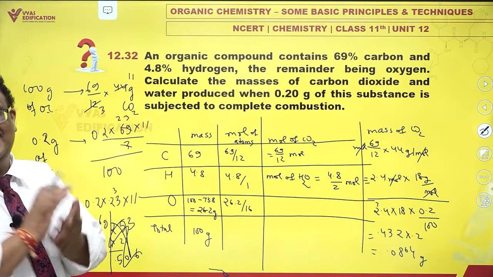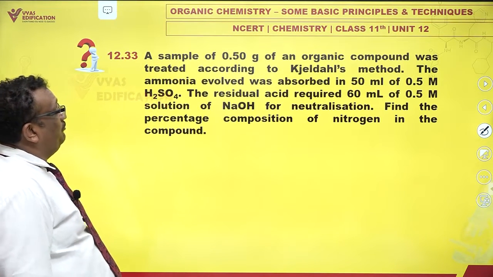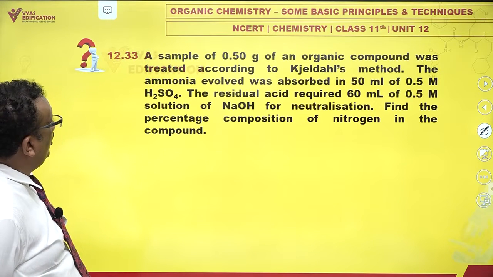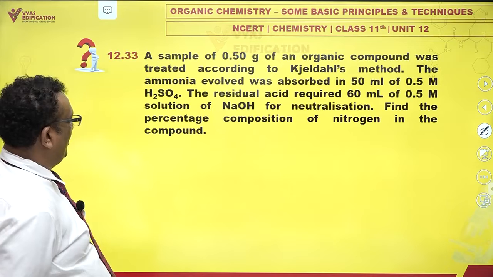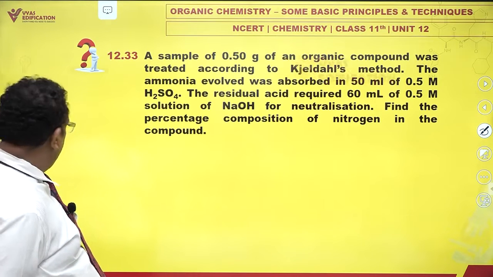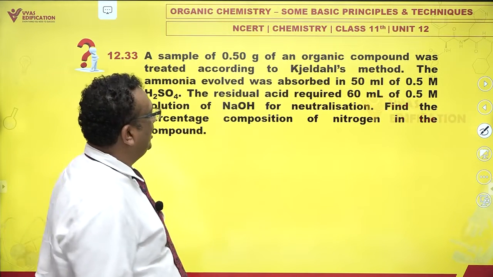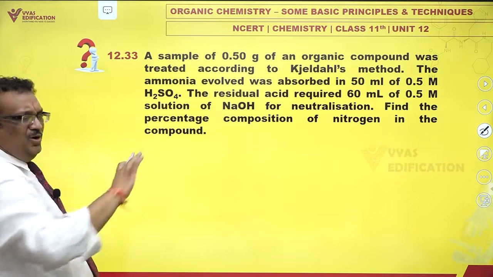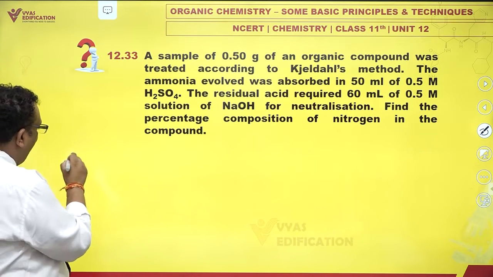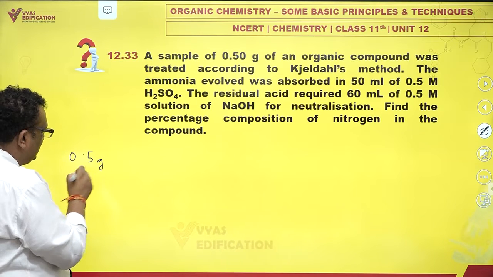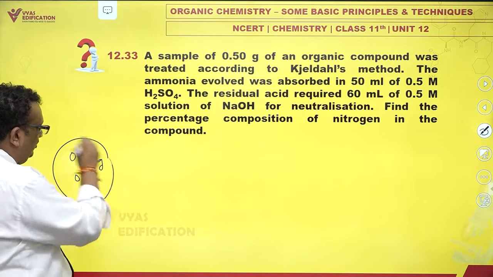This is the answer. Now the question says a sample of 0.5 grams of an organic compound was treated according to Kjeldahl's method. Okay. The ammonia evolved. Now let's keep noting the data. I think that will be useful. Let's not worry too much about the word Kjeldahl. We have essentially 0.5 grams of an organic compound.